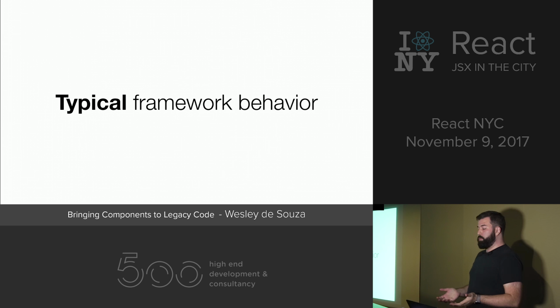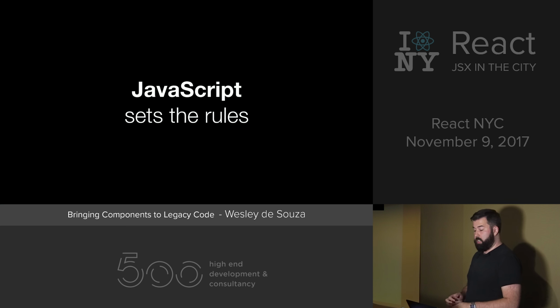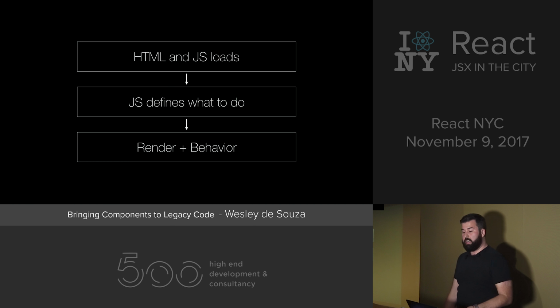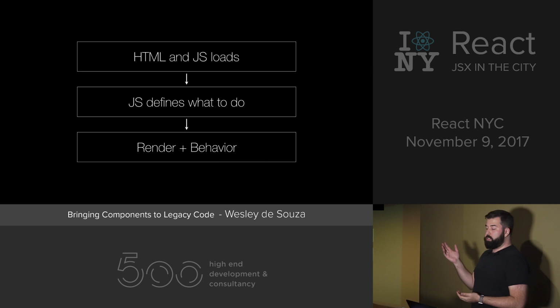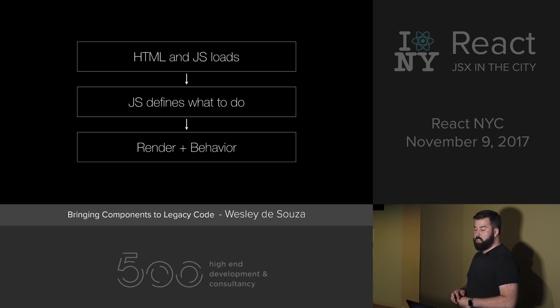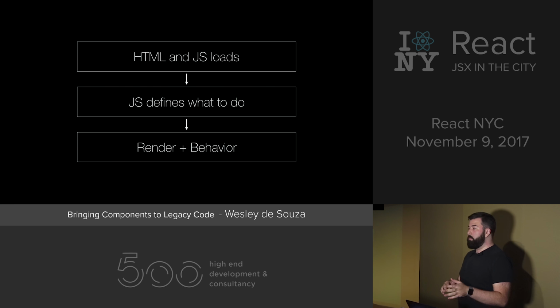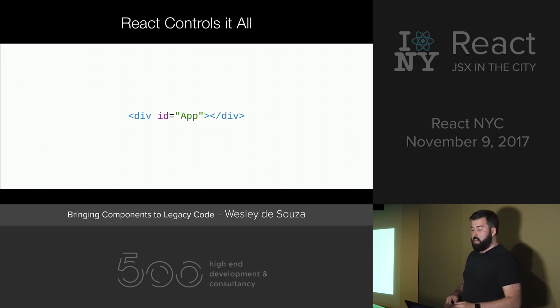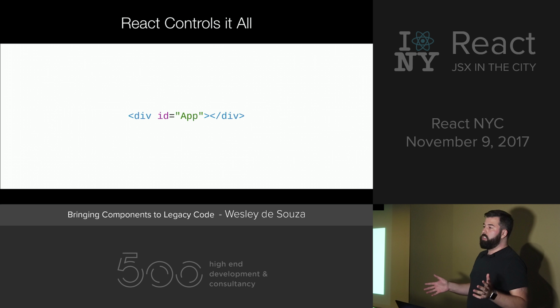So how does a typical framework behave, right? Usually JavaScript sets the rules. And that looks like this. The HTML loads. That's fine, the JavaScript loads. And then the JavaScript defines exactly what needs to be done. And then after that, everything renders and behaviors are added to the page. On React, I'm not considering server-side rendering.